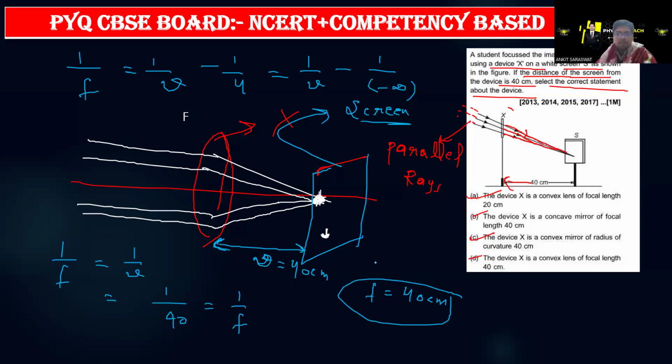This is clear. So which option is correct? The device X is a convex lens of focal length 20? Wrong. That is also wrong. Option D is correct. Device X is a convex lens of focal length 40.